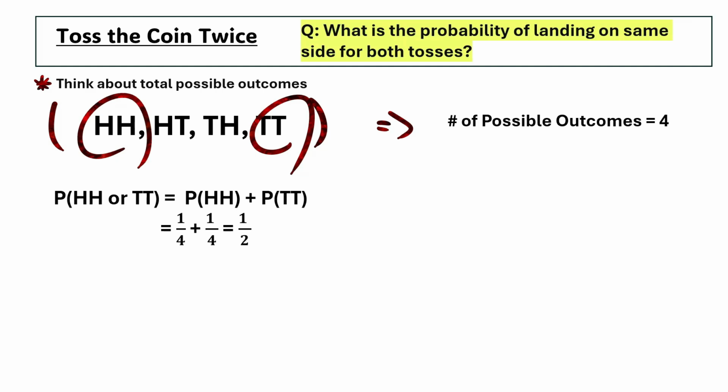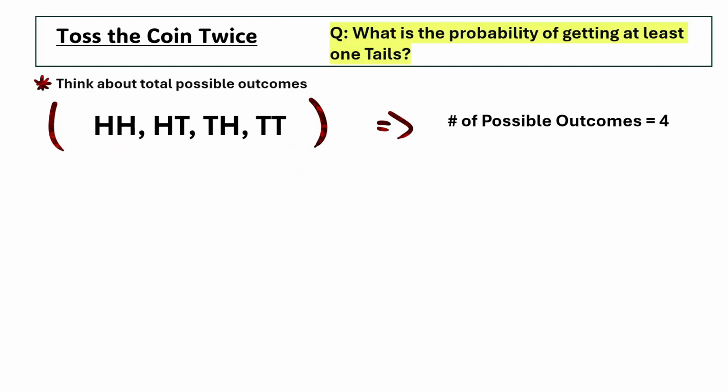Okay, moving to our next question, we are now asking what is the probability of getting at least one tails after tossing the coin twice? So then I'm going to begin with the equation P of T greater than or equal to 1, which is the same as the probability of getting at least one tails.